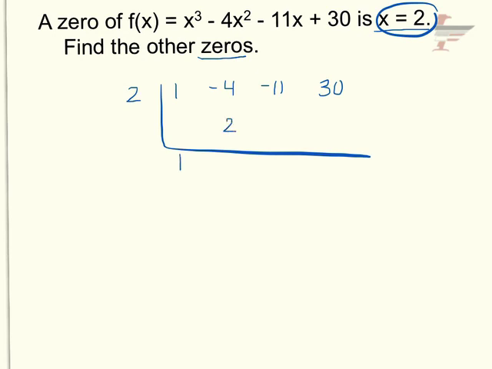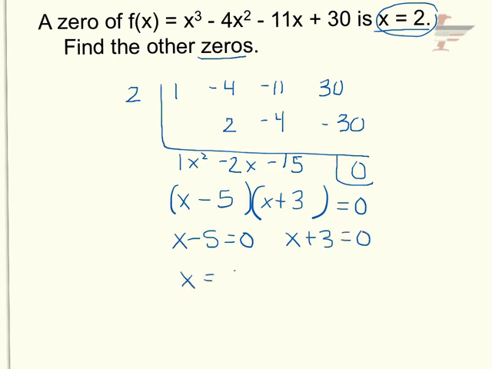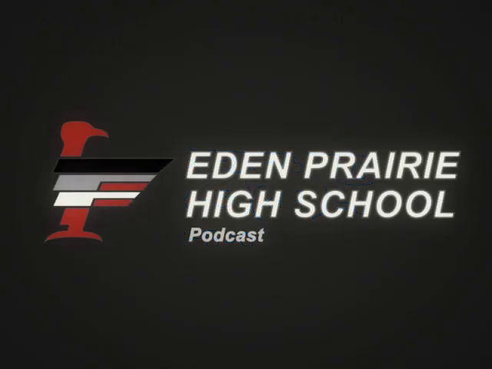So carry down, multiply, add, multiply, add, multiply, and I get a 0 remainder, which I should because 2 is supposed to be a 0. So again, I'm going from a cubic down to a quadratic. So this is 1x squared minus 2x minus 15, and that factors down to x minus 5, x plus 3. And if I solve those, setting each of those equal to 0, I get x equals 5 and x equals negative 3.